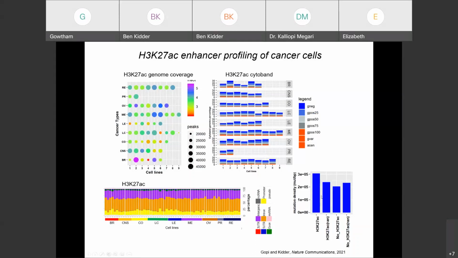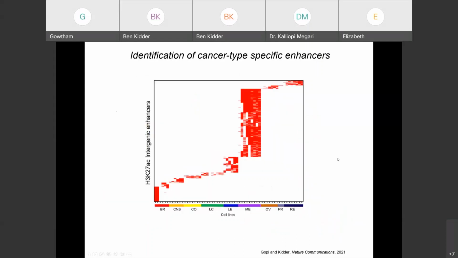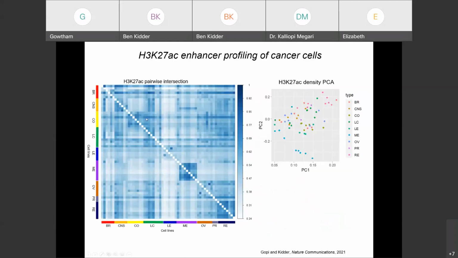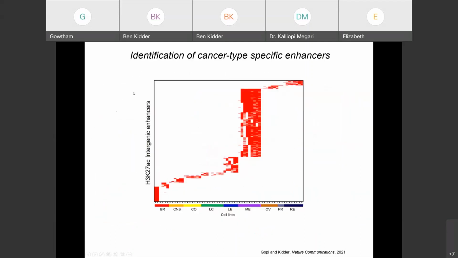So it further suggests that open chromatin tends to have more mutations than closed or compact chromatin. Okay, so this previous plot is basically showing all of the peaks for H3K27, all the intergenic H3K27 peaks. We also looked for cancer type specific H3K27 intergenic enhancers. And surprisingly, we also find that there's a greater number of melanoma specific intergenic enhancers that are cancer type specific relative to the other 8 types of cancer cell lines.